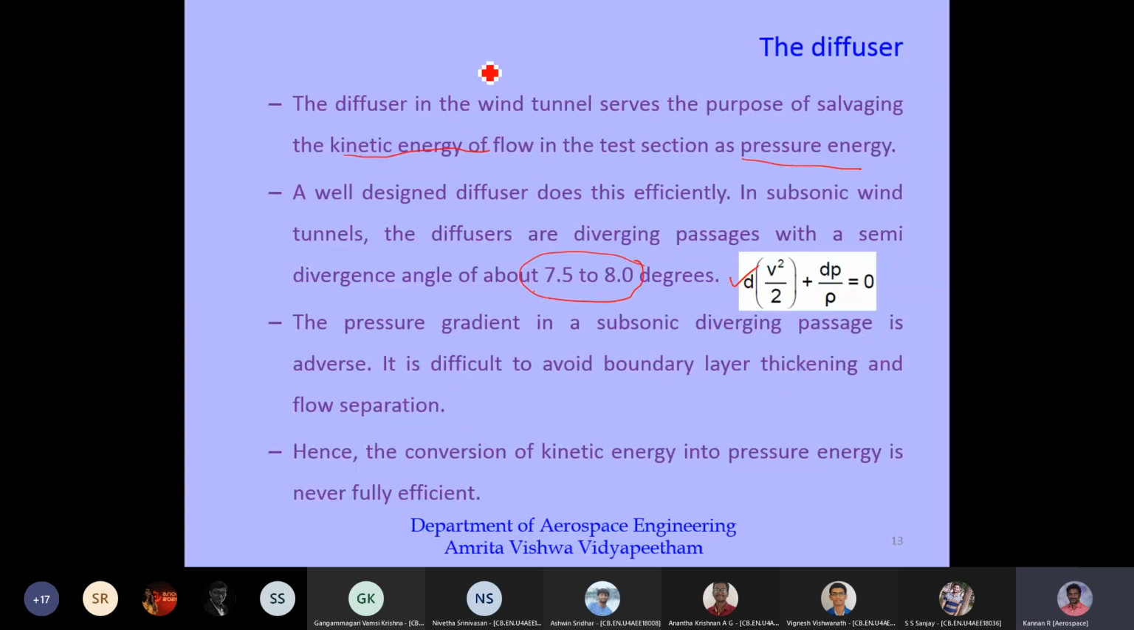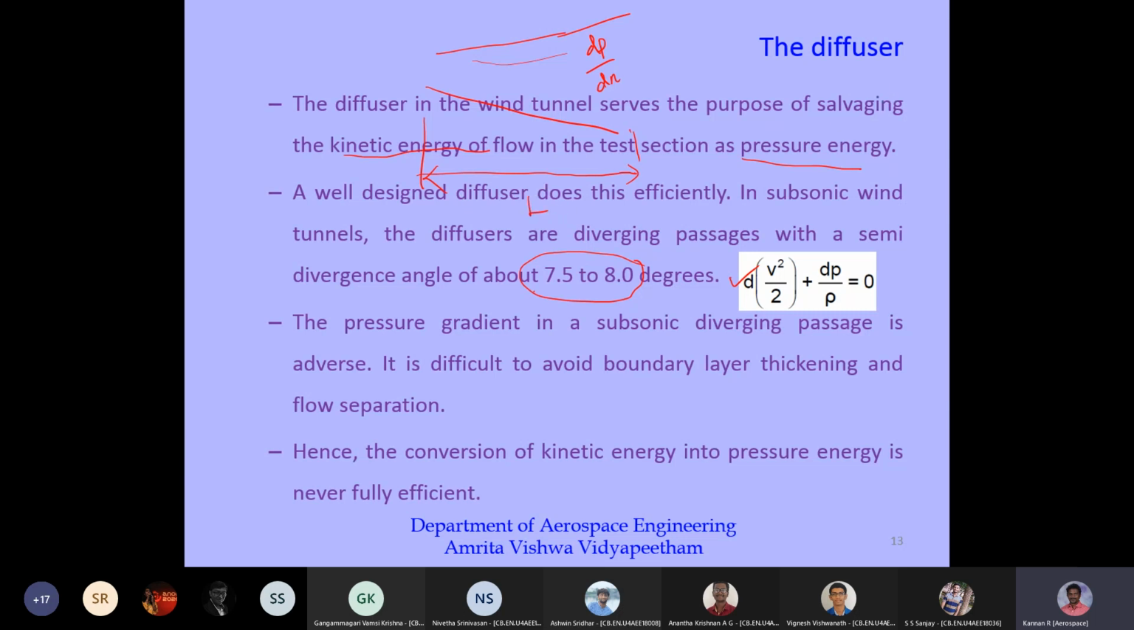So what will happen? The adverse pressure gradient, your pressure is going to increase faster. So it is very difficult to avoid the boundary layer thickening and the flow separation, because dp by dx is going to increase very fast. Because of that, they try to keep the divergence angle as small as possible, the semi angle 7.5 to 8 degrees. The moment you reduce the angle as small as possible, the length of the diffuser for a particular diffusion ratio, for a particular conversion of kinetic energy to pressure energy, is also going to increase more.